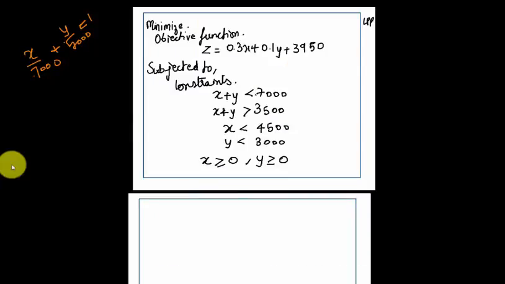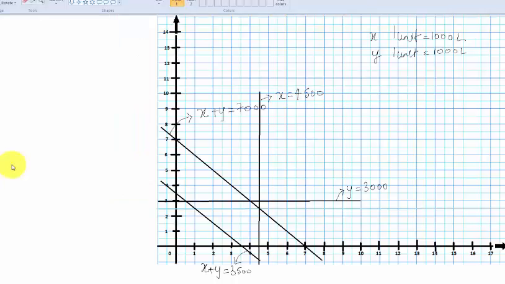So at the first place I had x plus y is less than 7000. I substitute 0, 0, which is less than 7000, which means the half having the origin in it is going to be the region which has the solution. So it's going to be this way. The solution is to this half.